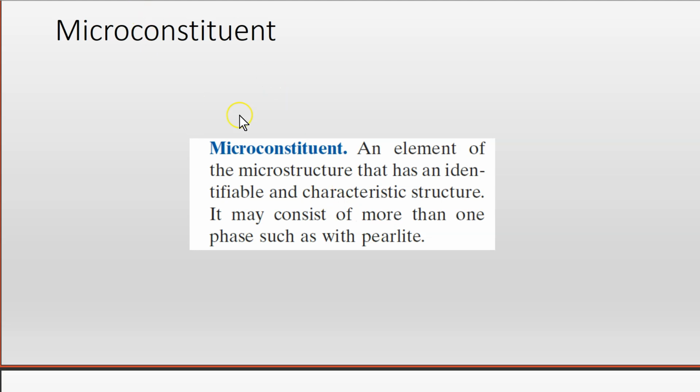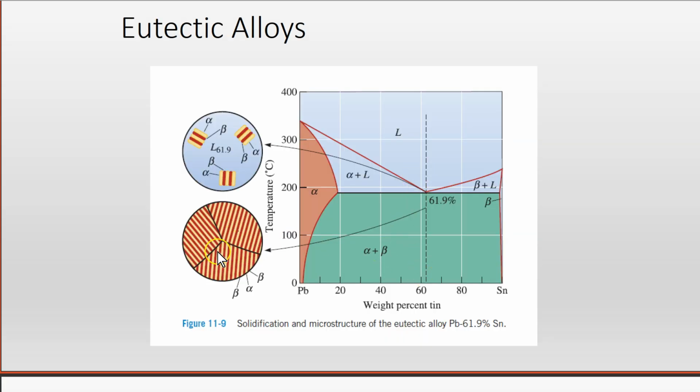A eutectic is known as a microconstituent. A definition of a microconstituent is a component of the microstructure that has an identifiable and characteristic structure. It may consist of more than one phase, such as with pearlite. So pearlite is a microconstituent of steels. In our case, our microconstituent is this eutectic. So you can see that below this temperature, we don't get a complete separation of the alpha and beta phases, but they occur as finely divided lamellae.